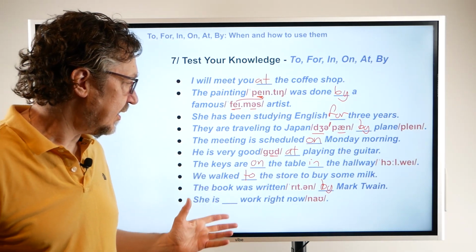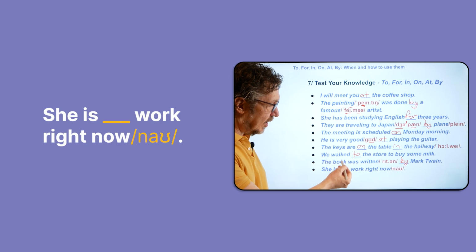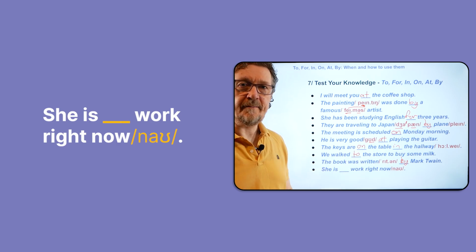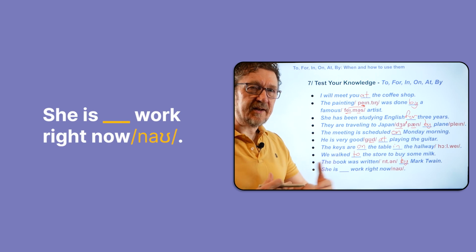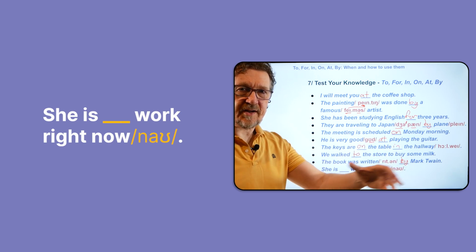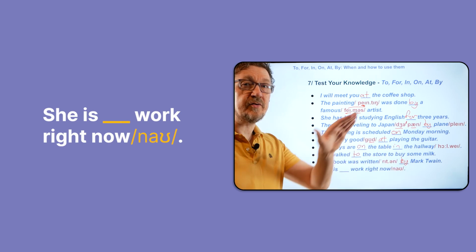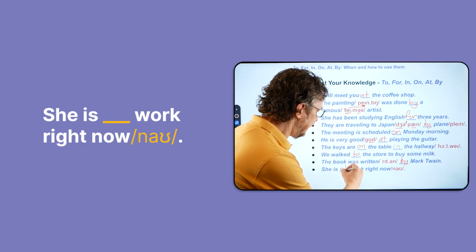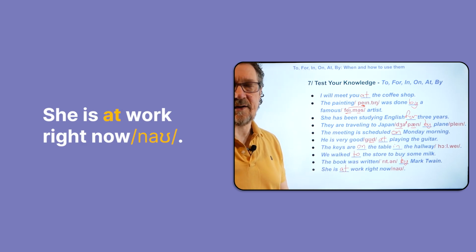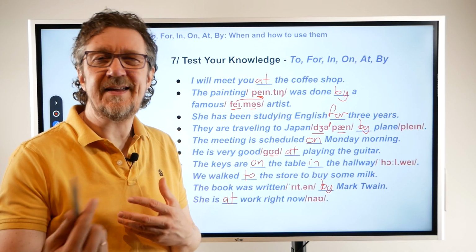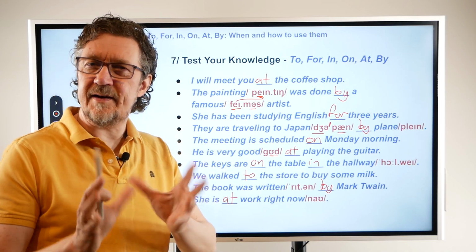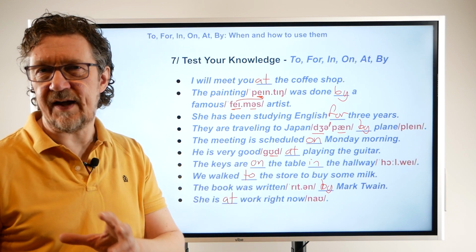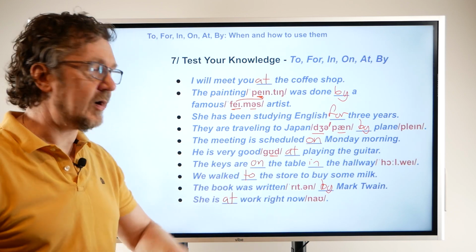Okay, the last one. She is work right now. And remember, there's a little bit of distance between us and she. We might be talking to somebody else, so we're talking about maybe a little bit of distance here. So, yeah, she is at work. She is at work right now. We can't say in work because it's a slightly different meaning. We couldn't say by work because it's not really what we want to say. We can say she is at work right now.